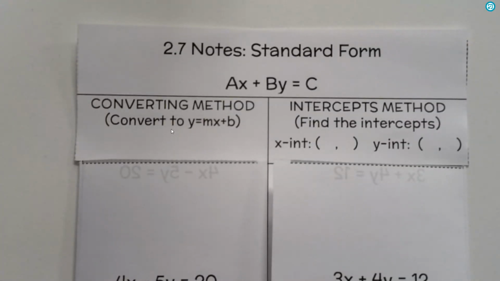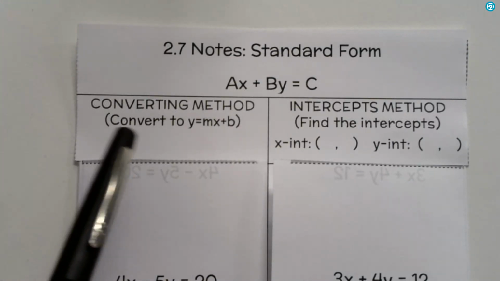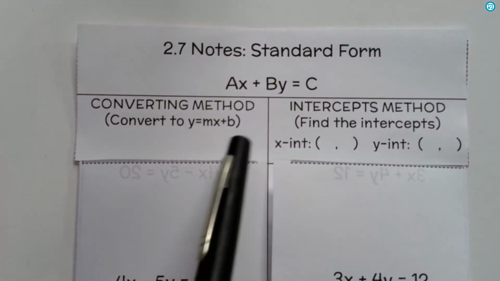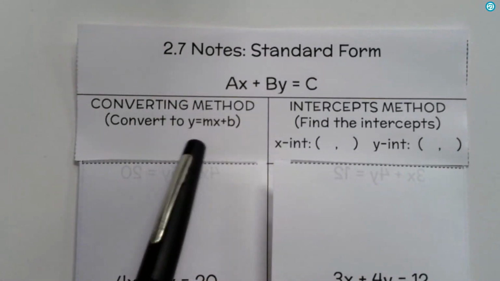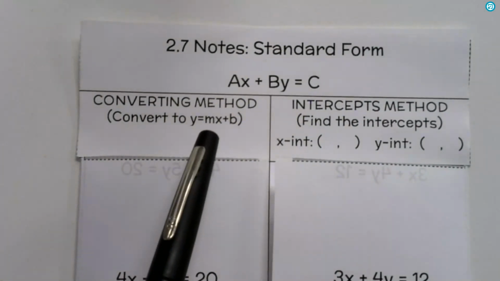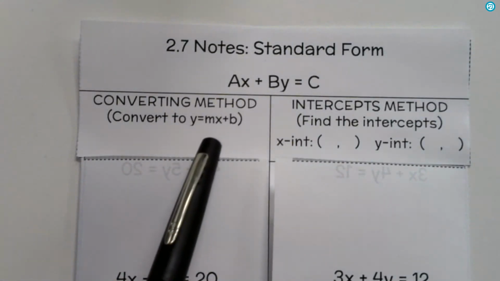There are two methods that we can use to graph standard form. Both of them, I think, end up being about an equal amount of work. It just depends on which one you prefer, but truly they end up being an equal amount of work. It just depends on whether you like solving things or converting things, basically. So the first method that we are going to learn is the converting method, and the converting method is us taking this equation and solving for y. We're making it y equals mx plus b.